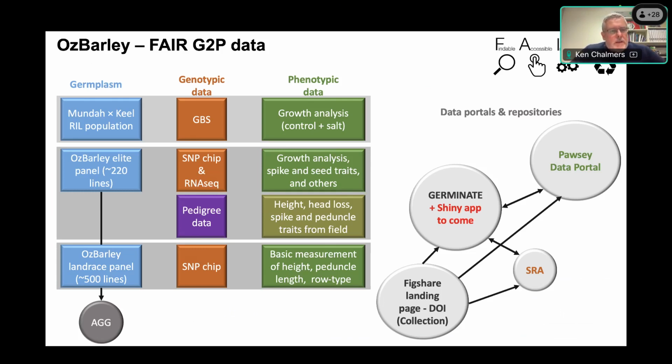So, as I said, the whole idea behind the OzBarley is to collect a set of elite barley varieties. And we aimed for about 300, but we've ended up with about 220 lines. And for each of these lines, we've collected SNP chip data, so 40K SNP chip, RNA-seq data, and pedigree data. And we've combined that with phenotypic data, so growth analysis, spike and seed traits, and other traits that we've been able to do in the glasshouse.